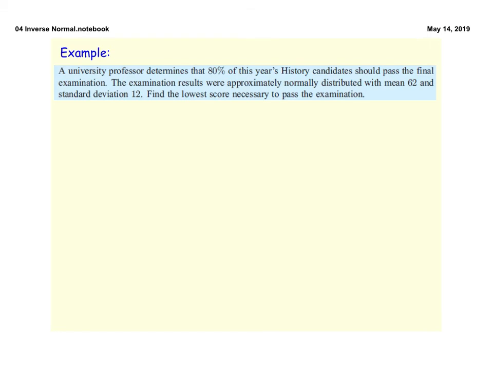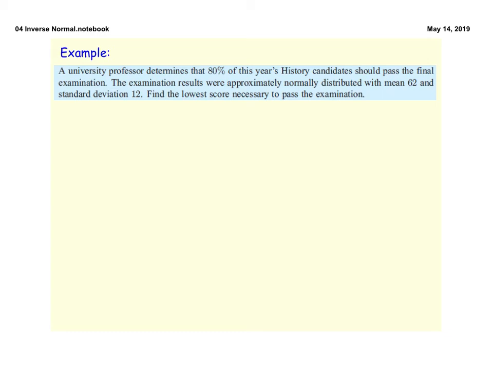Okay, a university professor determines that 80% of this year's history candidates should pass the final exam. The exam results were approximately normally distributed with a mean of 62 and a standard deviation of 12. Find the lowest score necessary to pass the exam.